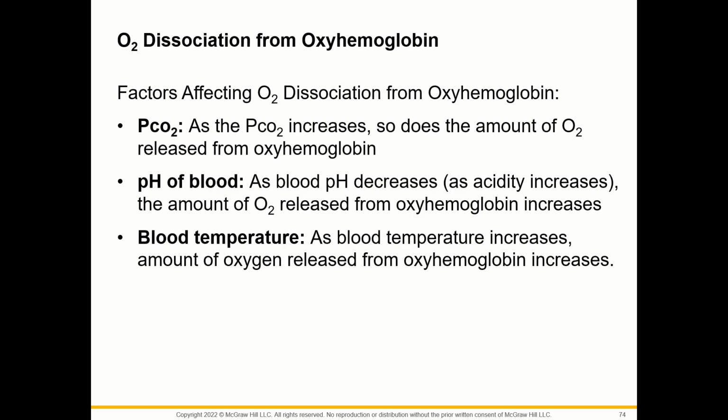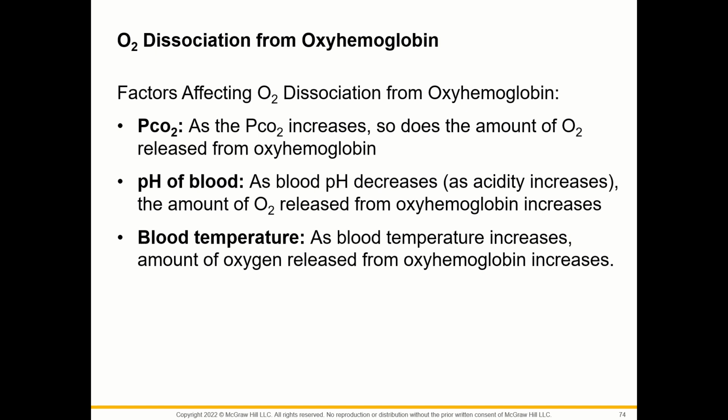All right, factors affecting oxygen dissociation from oxyhemoglobin. Partial pressure of carbon dioxide. As the partial pressure of carbon dioxide increases, so does the amount of oxygen released from oxyhemoglobin, because we want to neutralize it. The pH of the blood, we want to neutralize this too. So as blood pH decreases, that's going to cause the acidity to increase, and the amount of oxygen released from oxyhemoglobin will increase. Blood temperature. As blood temperature increases, the amount of oxygen released from oxyhemoglobin increases.